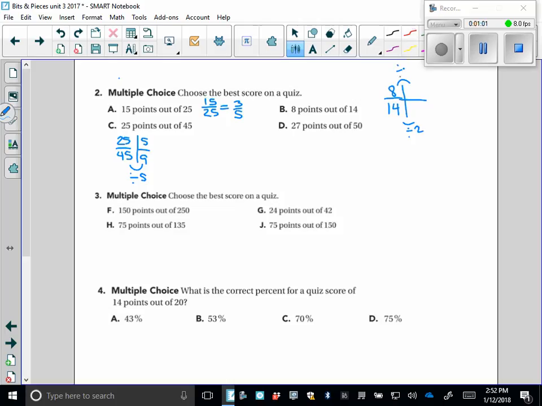So if I divide this by 2, I get 4/7. And then this one, instead of dividing by 2, what do you think I might do that would be easier? Multiply by 10 and then divide by 5 to get 100. I would actually just double to get 100, but your way works too.